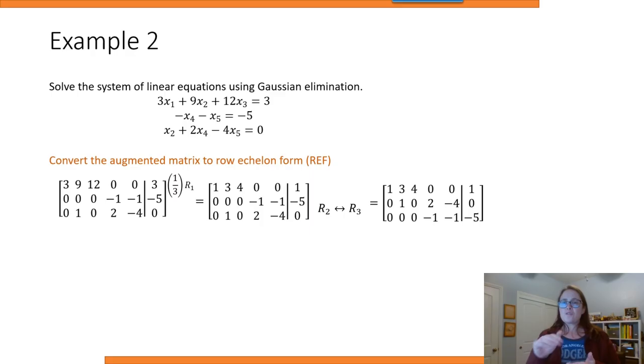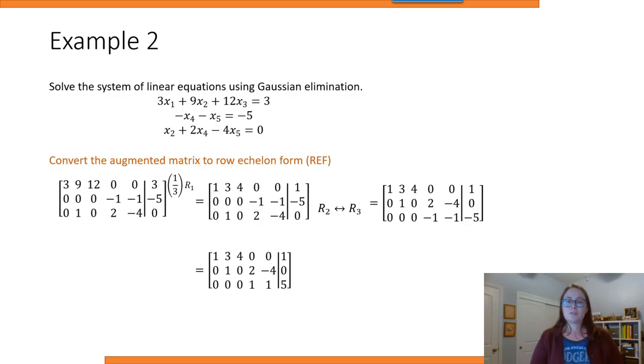If I look at the third row, I don't have a leading 1 yet, so that's what I want to work on next. And if I just multiply that -1 by a negative, then I'll get a positive leading 1 in that position. So that's what I'm going to do. Okay, so I'm doing -1 times row 3 just to change that leading 1 to a positive. And now I get my matrix, and it's in reduced echelon form.